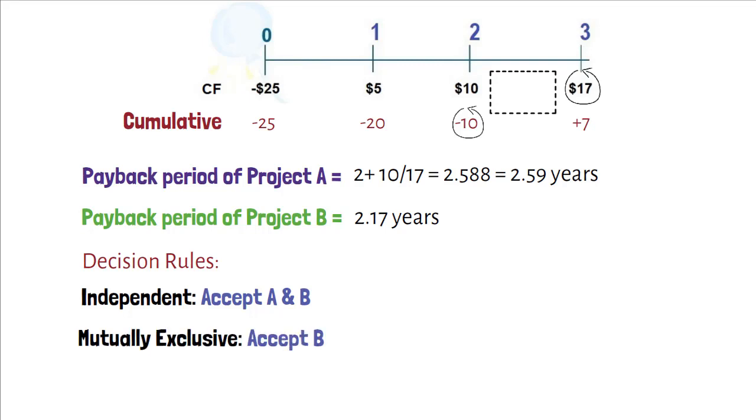When project A and B are mutually exclusive, since the payback period of project B is shorter than project A, project B should be accepted. In other words, if you invest in project B, you will reach the break-even point a lot quicker.